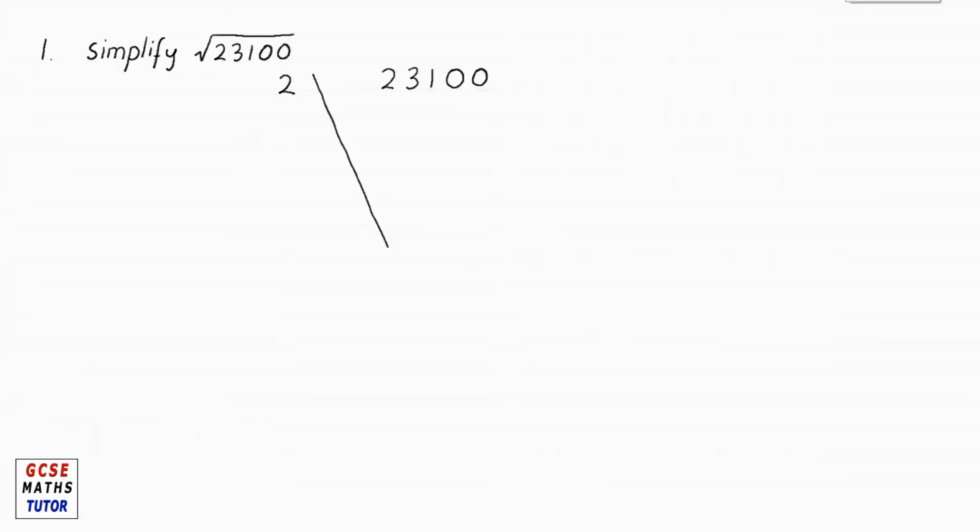So we'll start with 2 into 23,100. Okay, 2 into 2 goes once, 2 into 3 goes once, carry 1. 2 into 11 goes 5 times, carry 1. 2 into 10 goes 5 times, 2 into 0 goes 0. Next line. 2 into 11 goes 5 times, carry 1. 2 into 15 goes 7 times, carry 1. 2 into 15 goes 7 times again, carry 1. 2 into 10 goes 5 times.